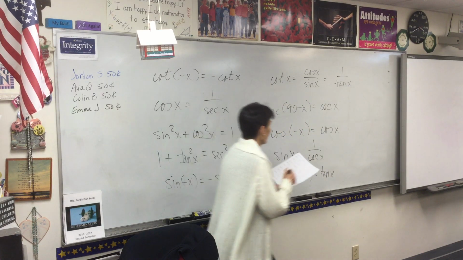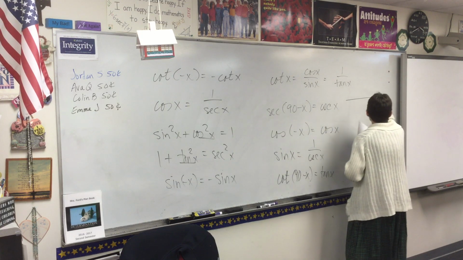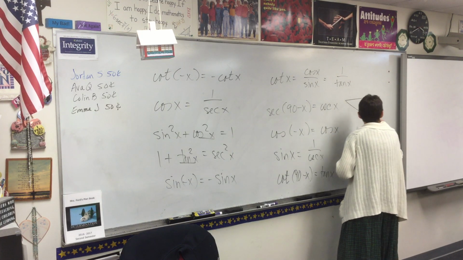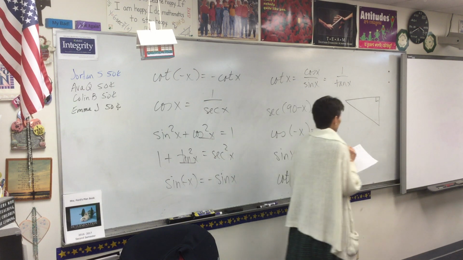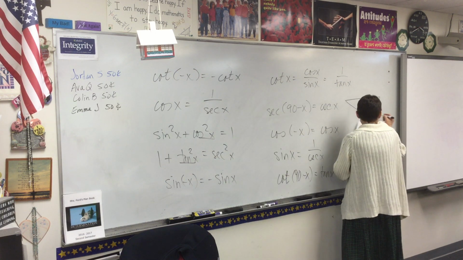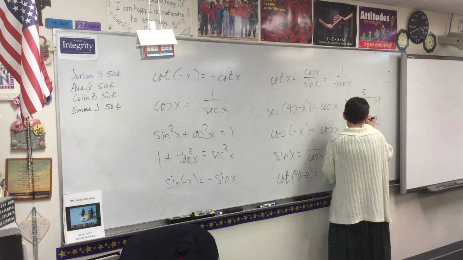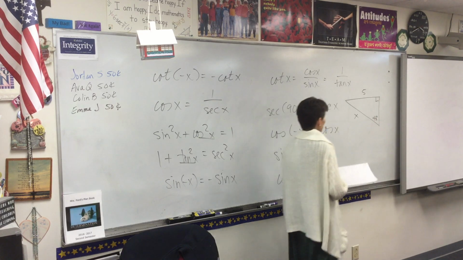And then I snuck in a little review problem here that I also snuck in on your quiz. So you're going to need a calculator. 48 degrees, 5, x. So we got a little right triangle.